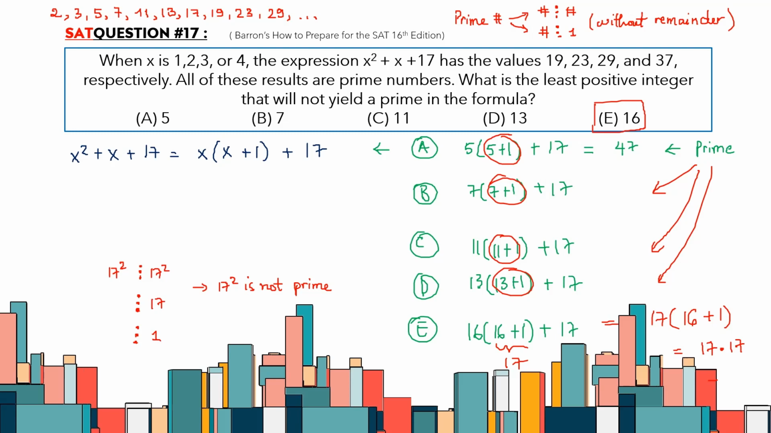More clearly, 17 times 17 is 289. Okay, so 17 squared is 289. It's not a prime number.